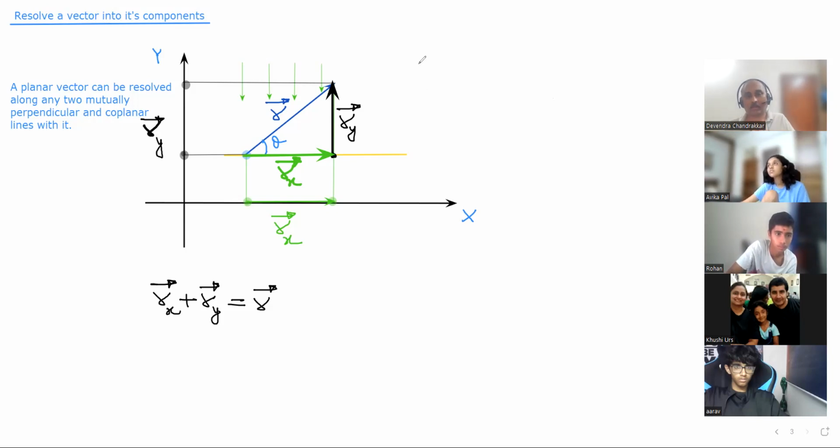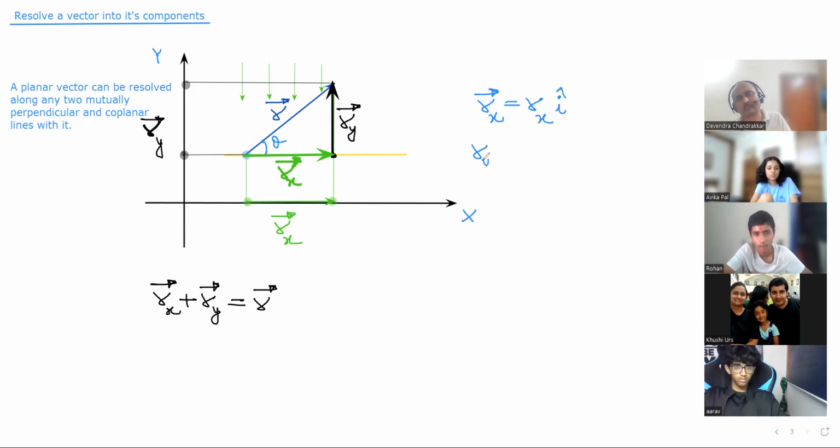Let's do only this much for now, everything else will come later. Don't worry. So can I write vector Rx as, what is the magnitude of Rx? Simply Rx. In which direction is it pointing? i cap. Simply, Ry vector can be written with magnitude Ry and direction j cap. Yes or no? Right?